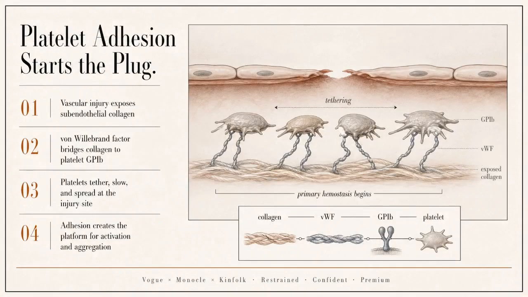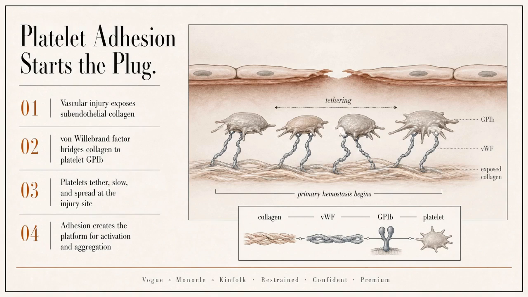Primary hemostasis starts with platelet adhesion, a critical first step in forming a plug at the site of vascular injury. Platelets don't normally stick to intact vessels, but exposed collagen and von Willebrand factor create an adhesive surface. Von Willebrand factor acts like a bridge, connecting collagen to platelet receptors, especially GPIb. This initial tethering is vital, particularly in high-flow areas.